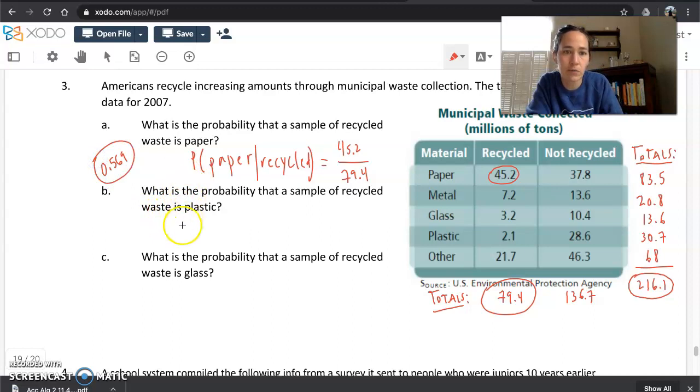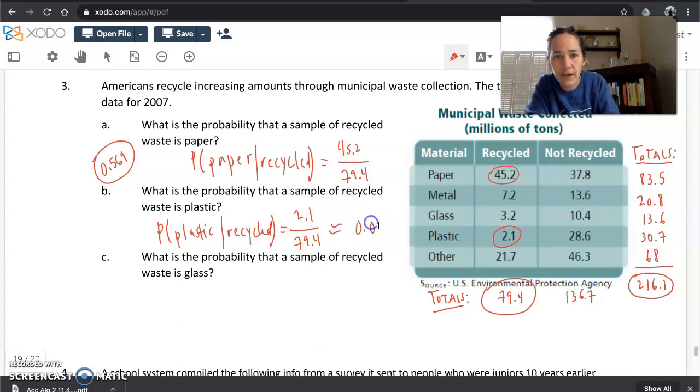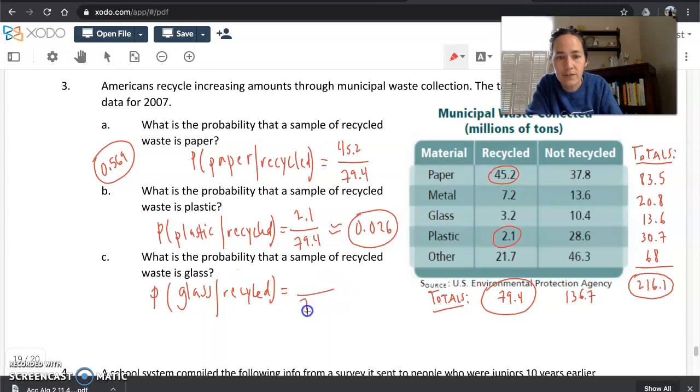Second one, the same deal but with plastic. So probability of the waste being plastic, given that it's a piece of recycled waste. So same denominator of 79.4. And the plastics that were recycled are just 2.1, just a measly 2.1 millions of tons. And then that can go into the calculator. You have a small chance of that, 0.026. Okay. Third one, same idea. Probability, given that it's recycled, that the waste is going to be glass. So again, divided by 79.4, and glass and recycled gives you the 3.2. So a slightly higher, but still low chance, 0.040 to the nearest thousandth.